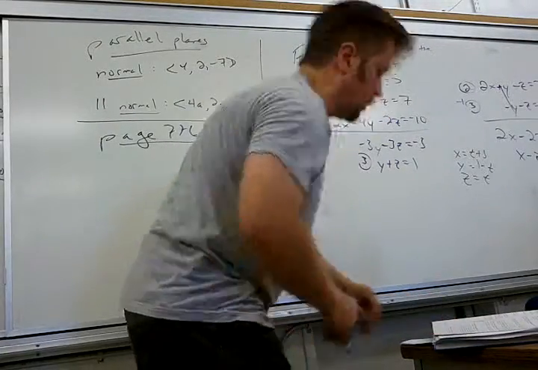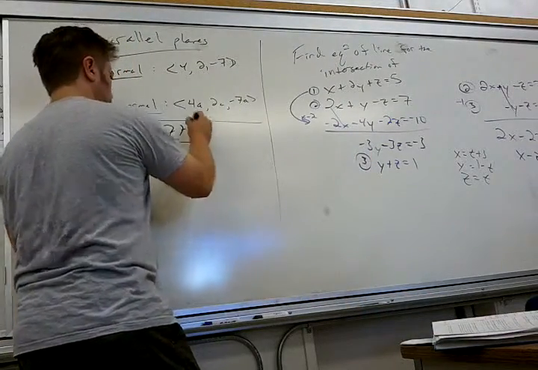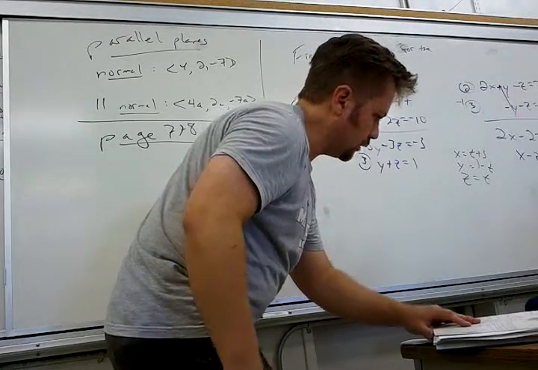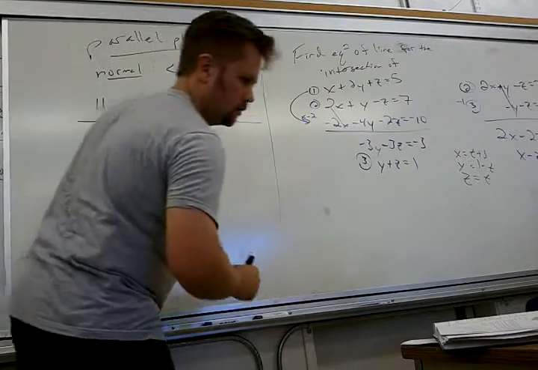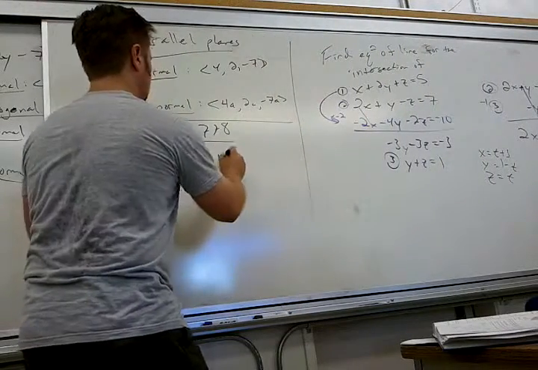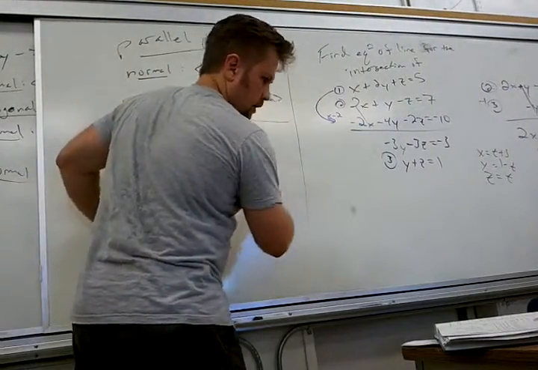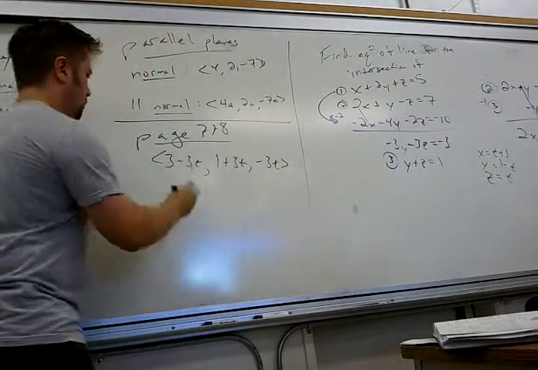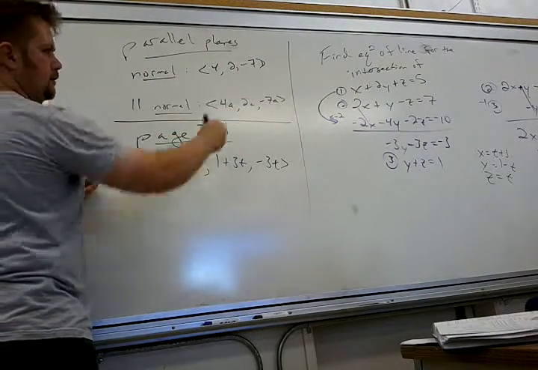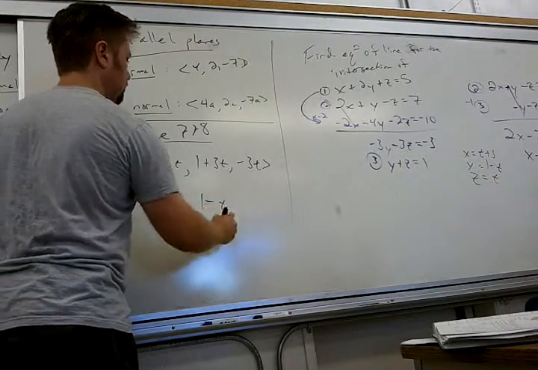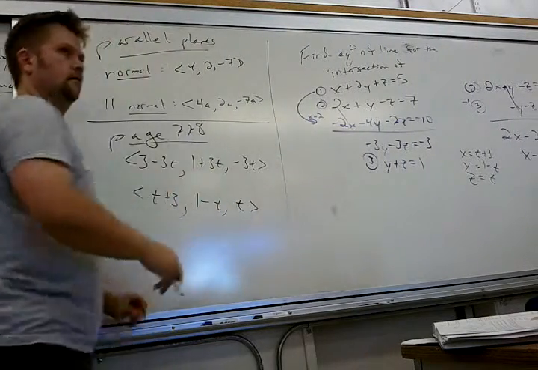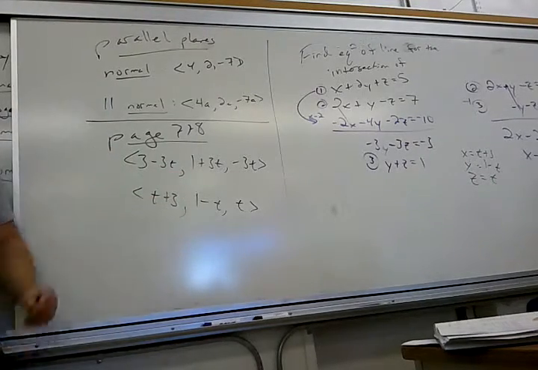No, I'm sorry. The bottom page 777, and the answer is on top page 778. I was off by 1. They get 3 minus 3t, 1 plus 3t, negative 3t. Now compare that to what we got. We got t plus 3, 1 minus t, and t. Are those the same? Yeah.